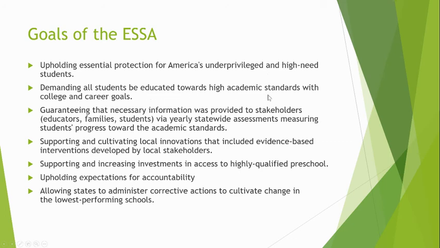The goals were: essential protection for underprivileged and high need students. All students must be educated towards high educational standards, with college and career goals, and that information needs to be provided to the educators, families, and students about yearly statewide assessments and students' progress towards the academic goals, and supporting and cultivating local innovations, including evidence based interventions, and supporting and increasing investments in highly qualified preschool, and upholding expectations for accountability, and allowing states to administer corrective action to cultivate change in low performing schools.